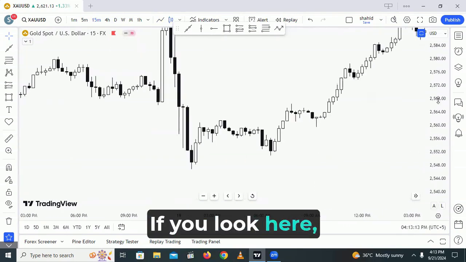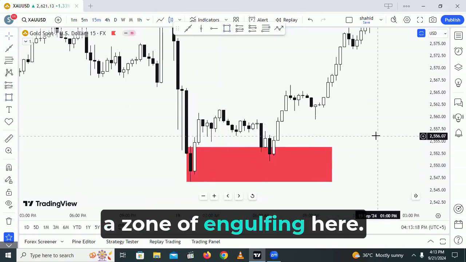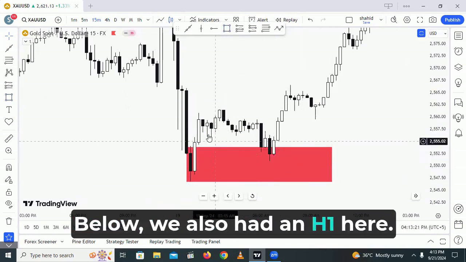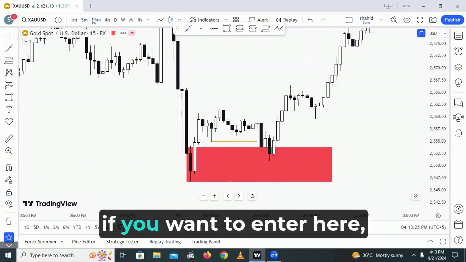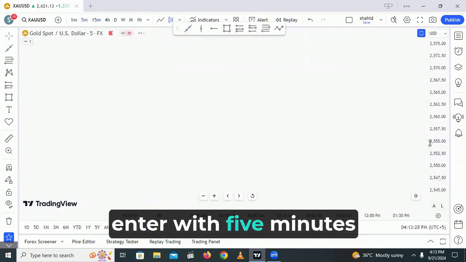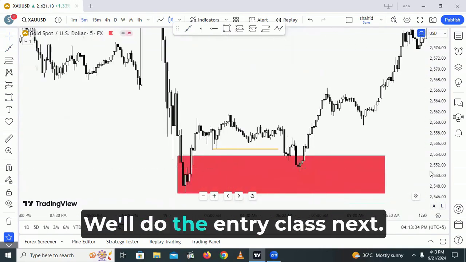if you look here from 15 minutes onwards, you can see that we have formed a zone of engulfing here. Below, we also had an H1 here. What happened is that we got liquidity. After that, if you want to enter here, enter with 5 minutes or 1 minute. I'm just talking about the trend line right now. We'll do the entry class next.